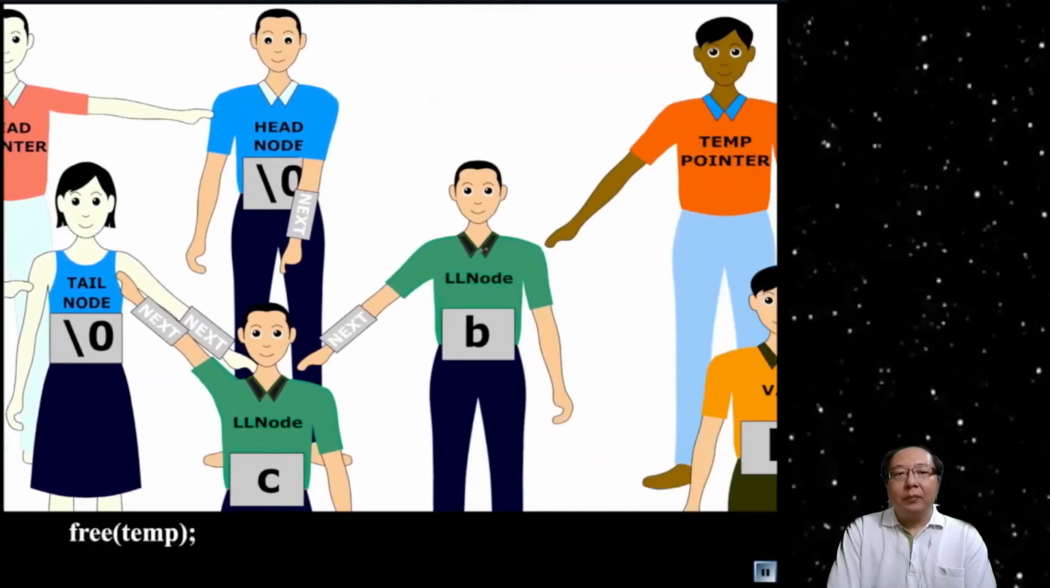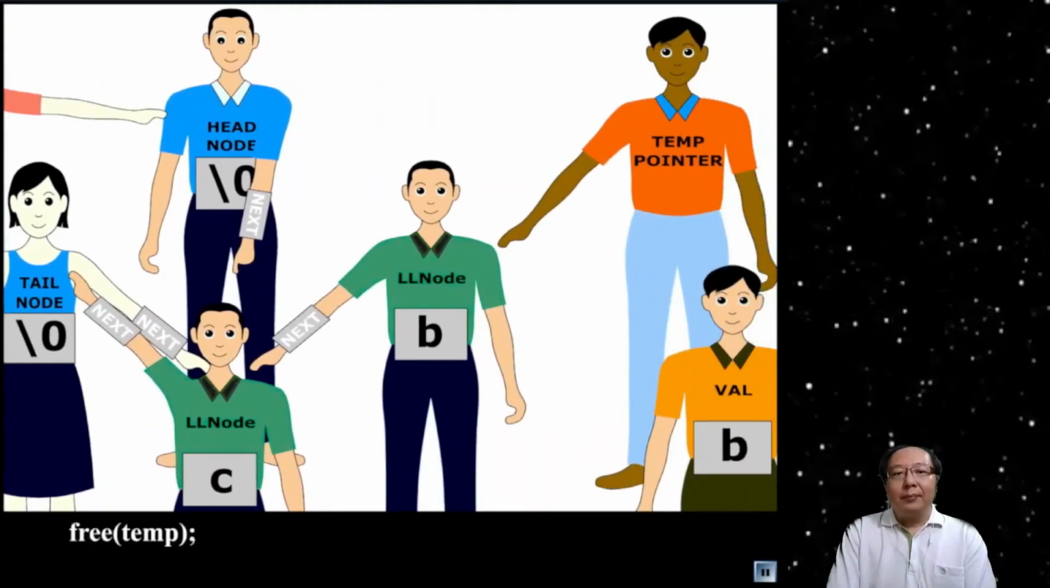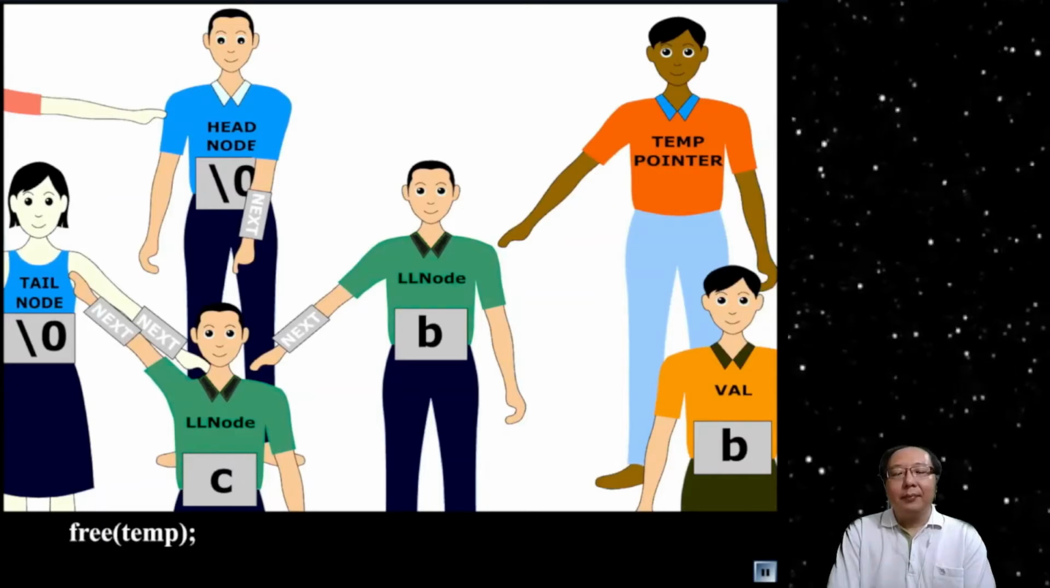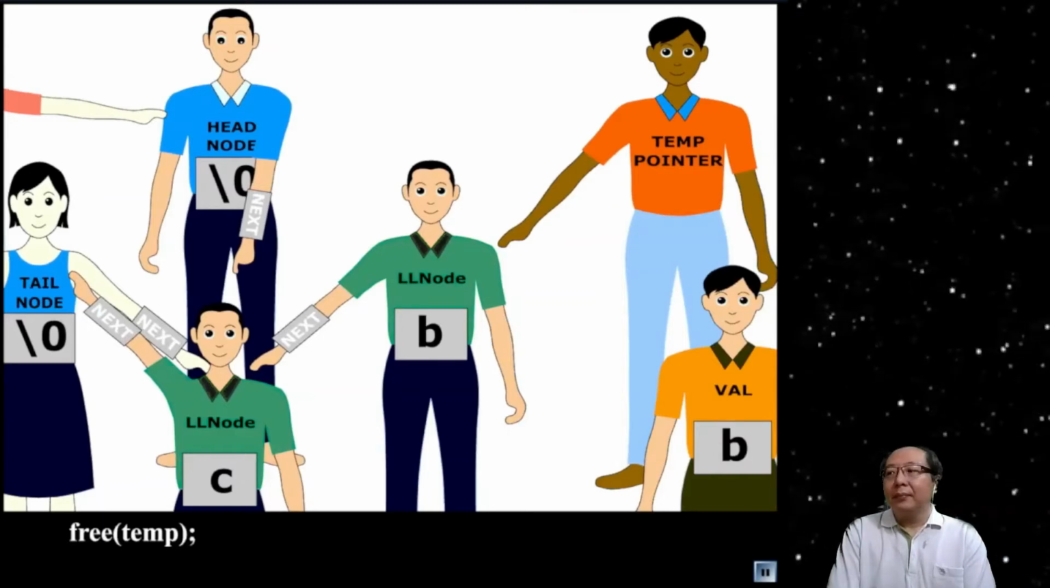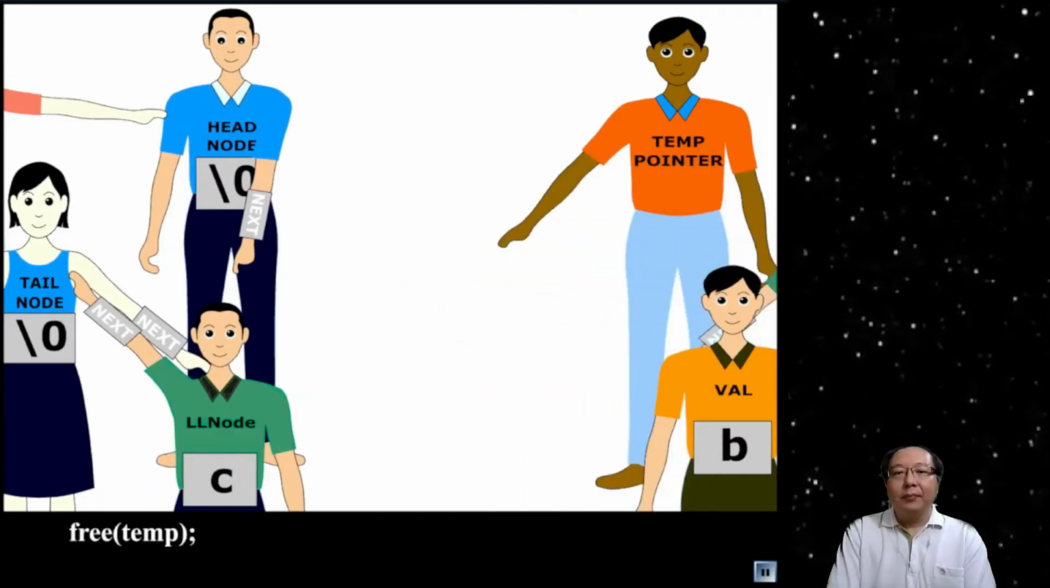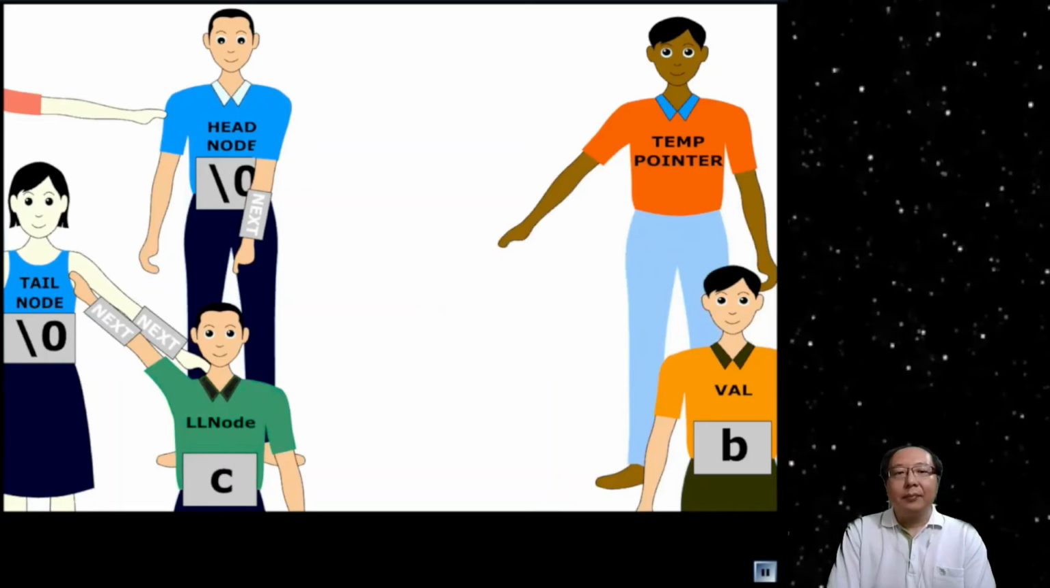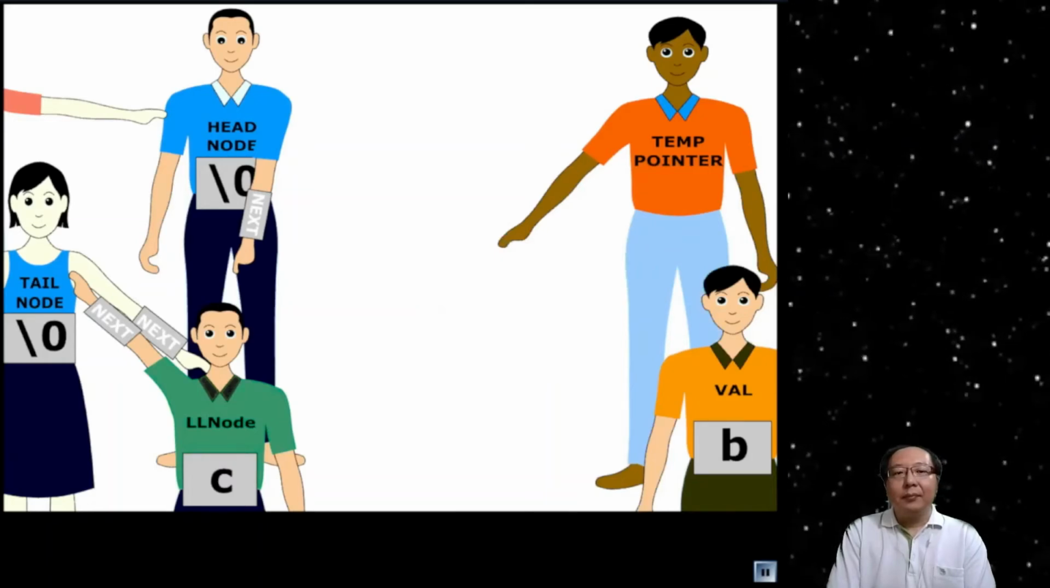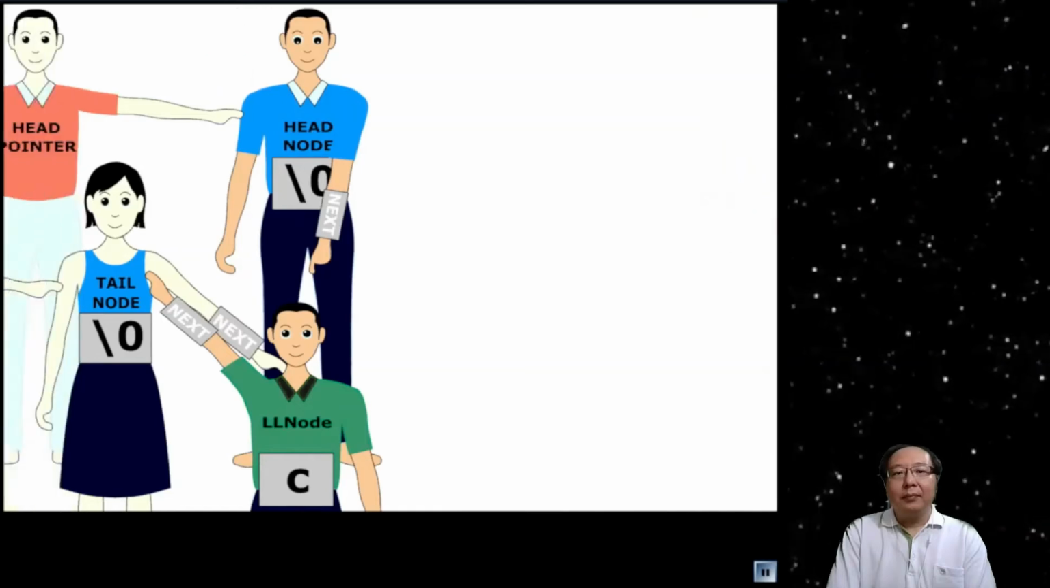Because of this, we can now safely free that first node, which is pointed to by temp. Free! Now, we have completed the first pop and can return to main.